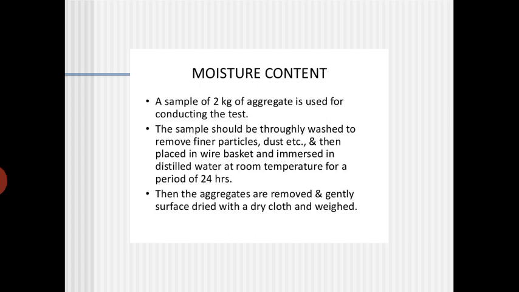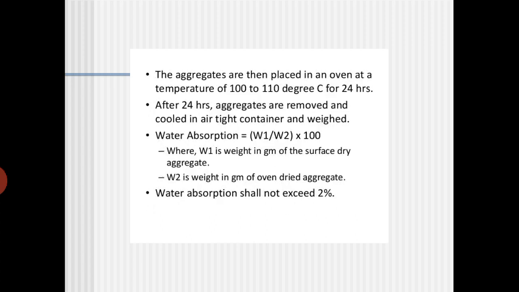Once it changes the property of the aggregate, most of the time you won't get the correct value, and even if you keep it for 2 days, you won't lose the moisture content. And this is not the standard method of determination of moisture content. Then aggregates are removed and gently surface dried with a dry cloth and weighed. The aggregate is then placed in an oven at a temperature of 100 to 110 degrees centigrade for 24 hours. After 24 hours, aggregates are removed, cooled in an airtight container and weighed.